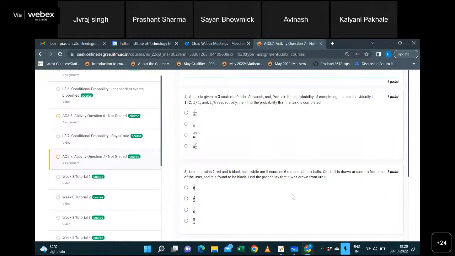Okay, so you had applied total probability. That is something that is not there, because see, the task is given to three students, Riddhi, Shivans, and Pratik. Correct? The probability of completing the task individually is 1/2, 1/4, and 1/8. Correct? Yes, sir. So it is asking to find the probability that the task is completed. So when will the task be completed? If either of them completes the task. So far so good.